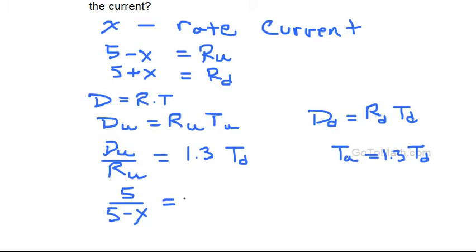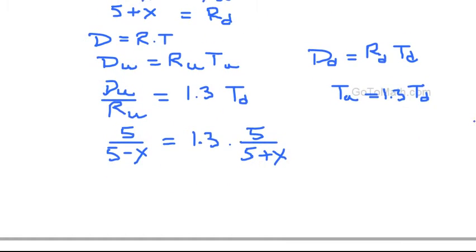And that's equal to, now we have the 1.3 here times the time going downstream. But what is TD? That's going to be DD over RD, right? Which is going to be 5 miles still. And then of course the rate going downstream is 5 plus x. And so now we have an equation that we want to solve for x in this problem. At this point I'm just going to go ahead and tell you what I'm getting for x.